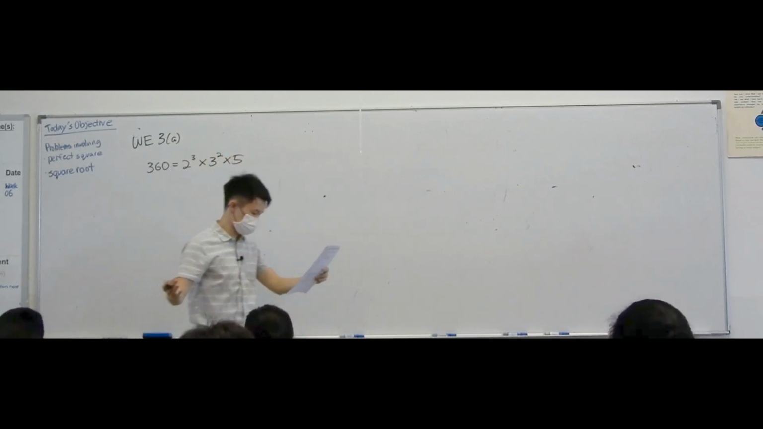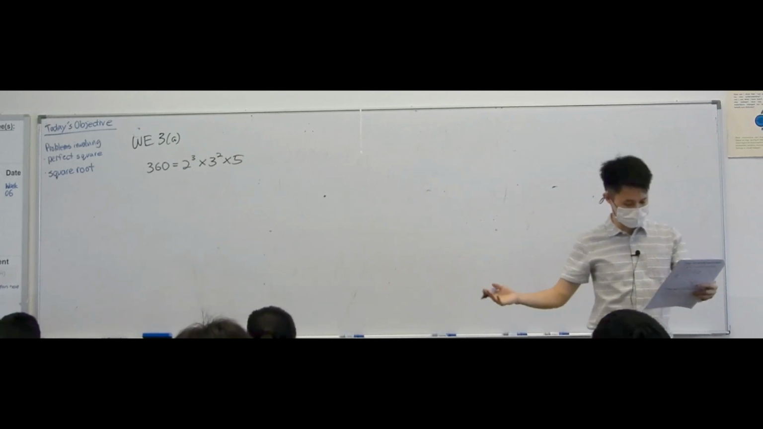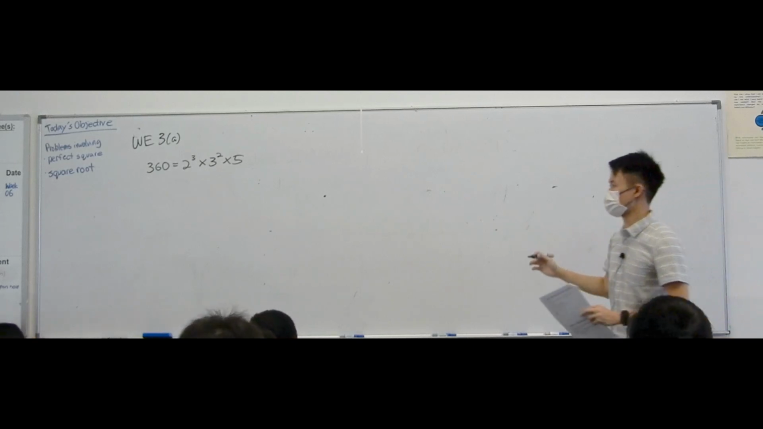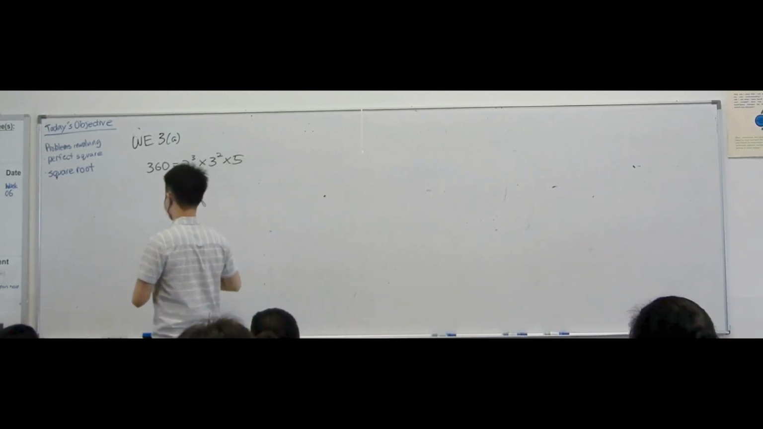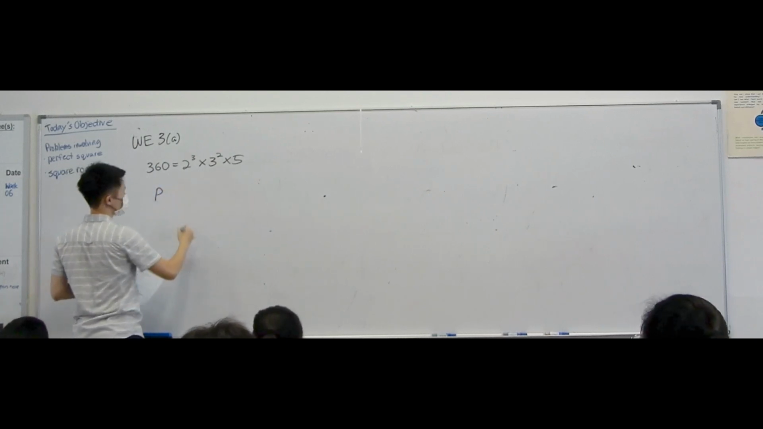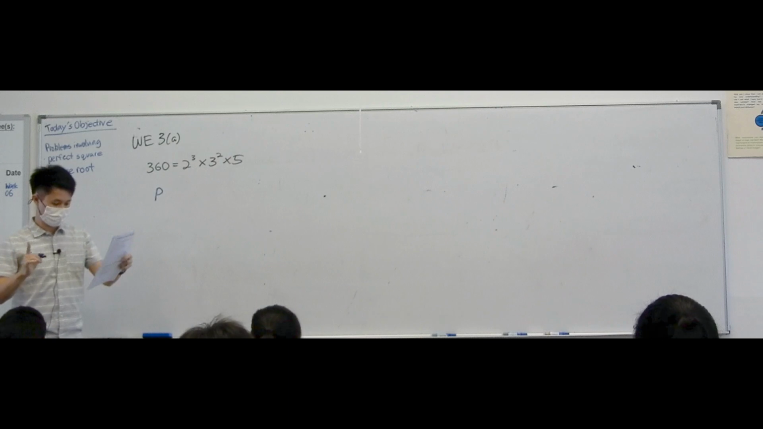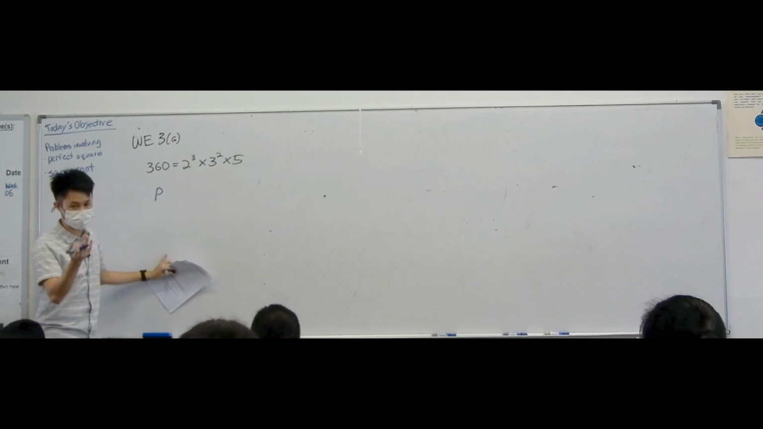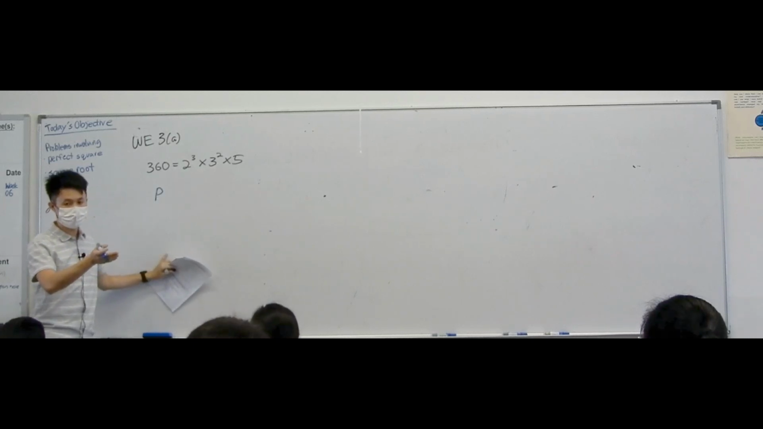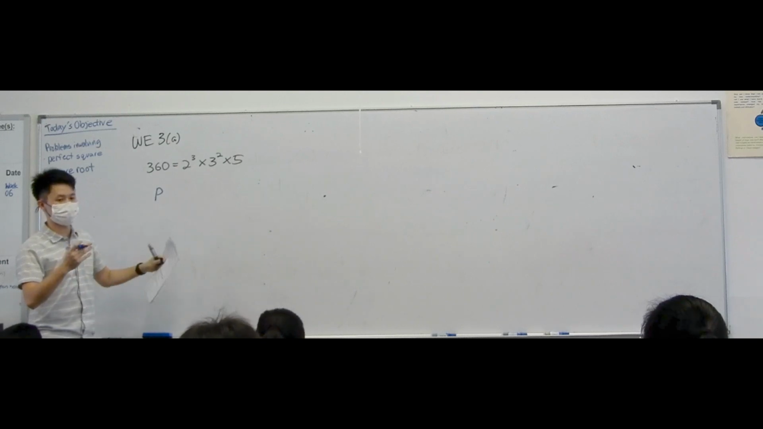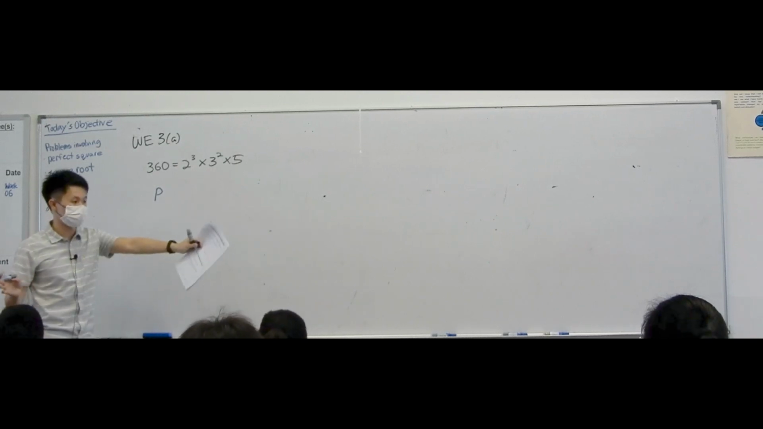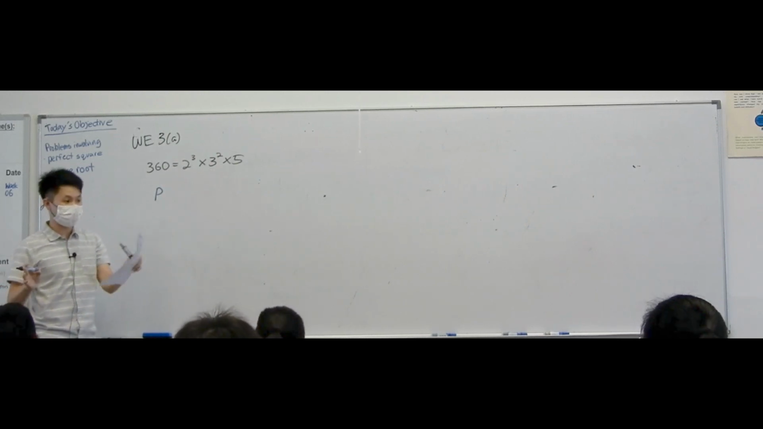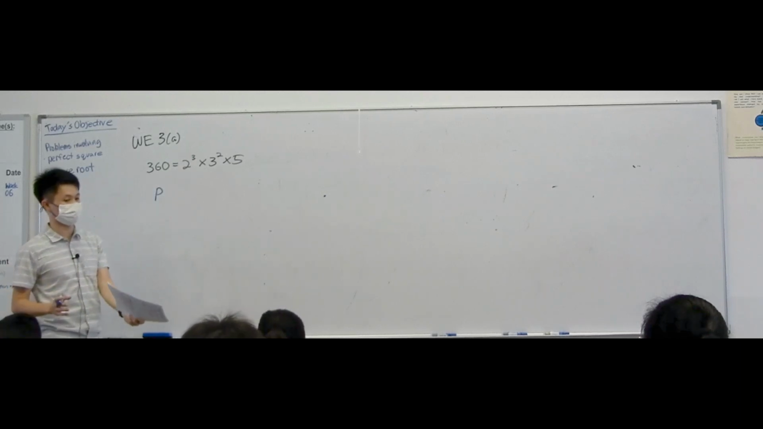The next part of the question, come read with me. Find the smallest non-zero whole number P. Pause here. The clue here is, what is P? Read the question again. Smallest non-zero whole number. So P is a non-zero whole number. That means P can be what? 1, 2, 3, 4, 5, 6, 7, 8, 9, 10. Can it be 0? No, cannot. Can it be as big as 1 million, 2 million? Possible, but we want the smallest possible, depending on the question.